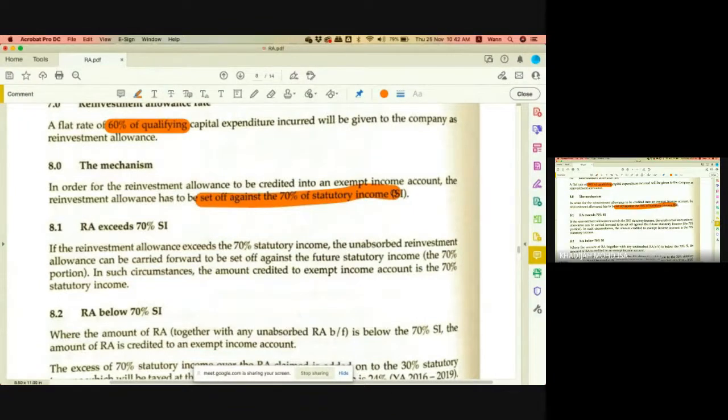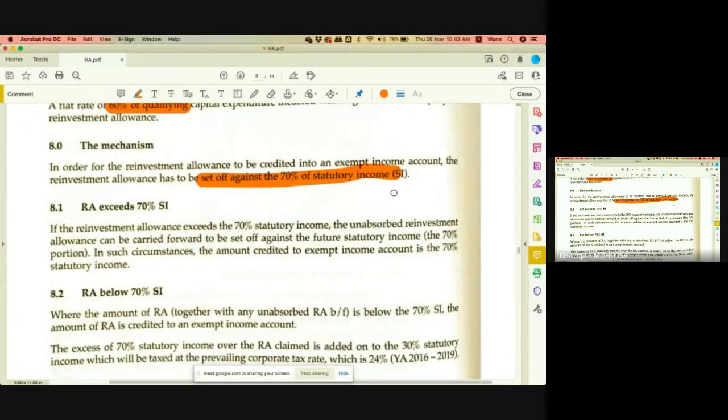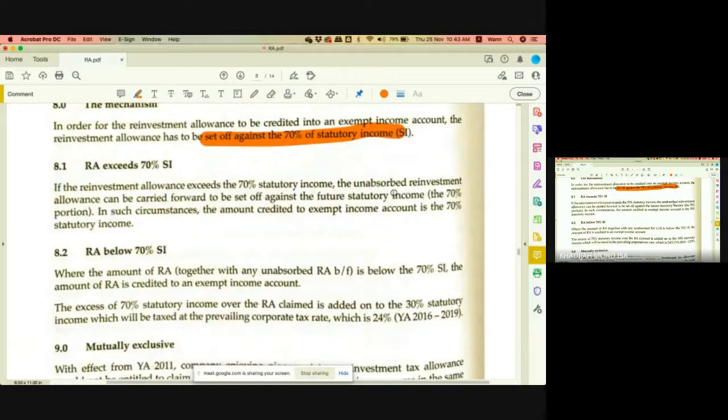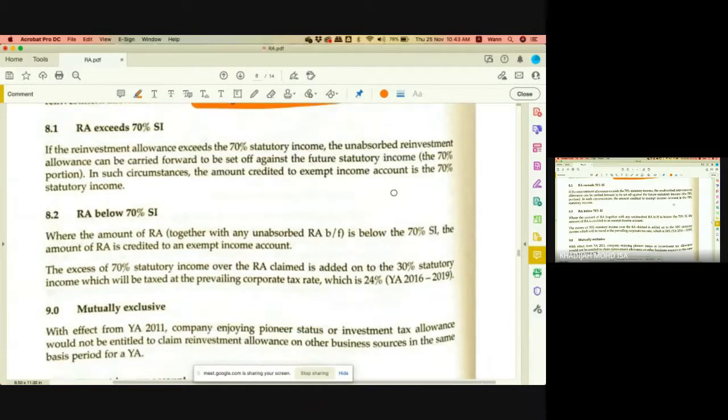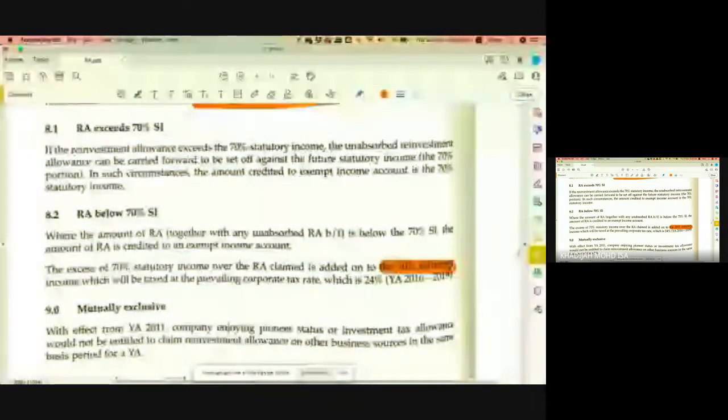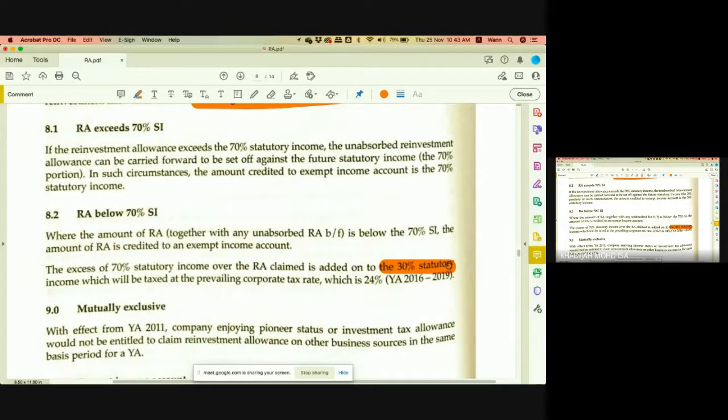And you also have the RA exceeding your 70% SI or RA below your 70% SI. So when your RA is below your SI, you will have the unabsorbed SI, right? And then it will be added to the 30% of your SI. So remember that if you have RA which is small, that cannot absorb 70% of your SI, so that 70% SI, you do have unabsorbed SI.